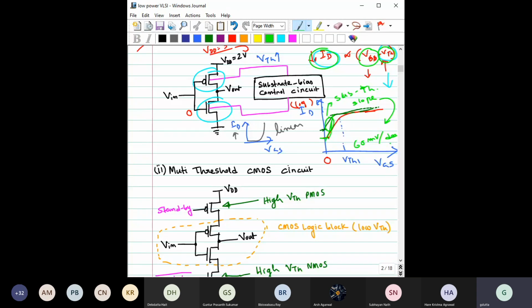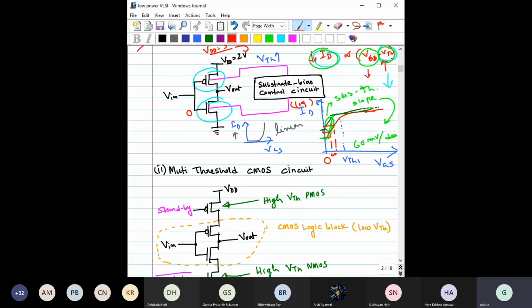What do you mean by 60 millivolt per decade? Say, from here to here. If this is 60 millivolt, then compared to this, the current will be 10 times. That means to change one decade of current, to make the subthreshold current 10 times, that is the voltage of VG that you have to change, right? And practically, for a modern MOSFET, we really cannot go even to 60 millivolt per decade.